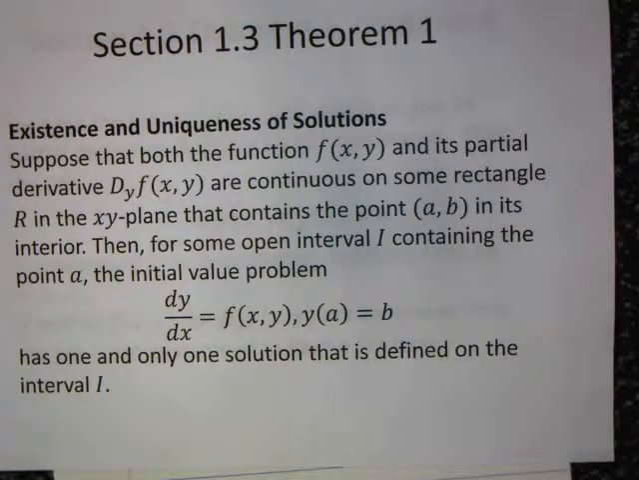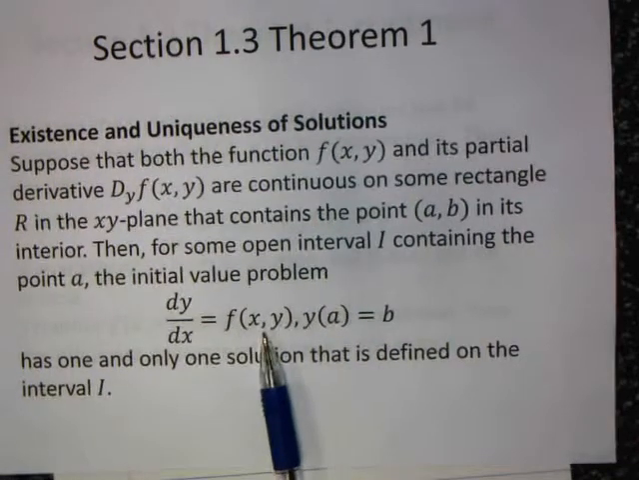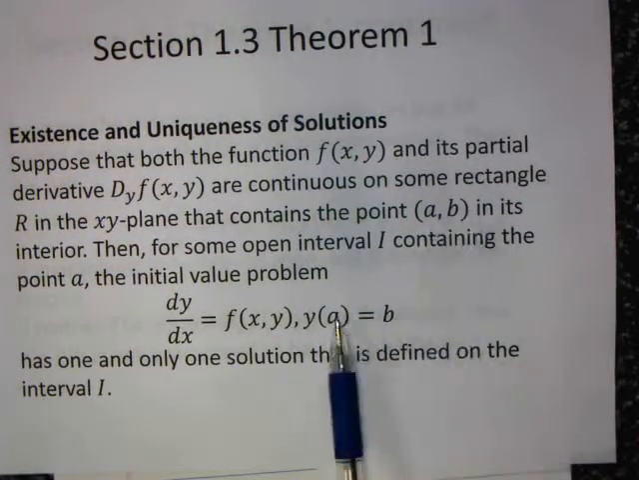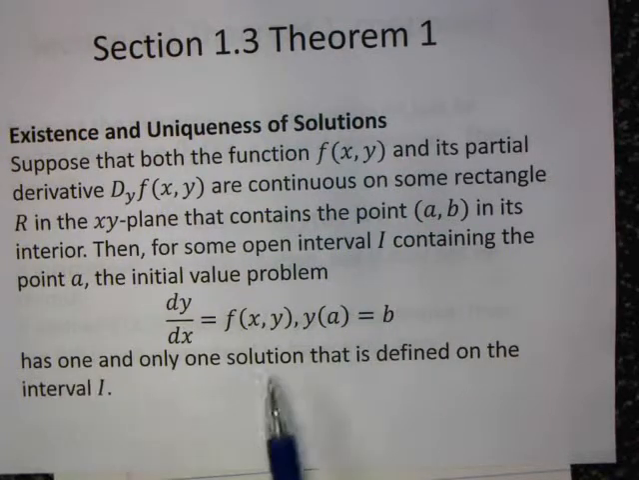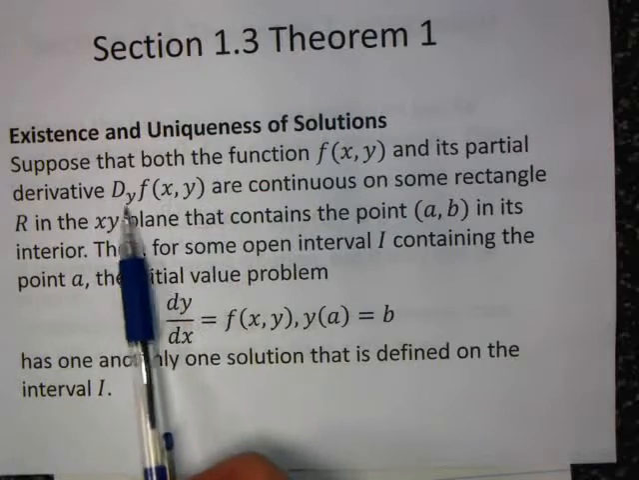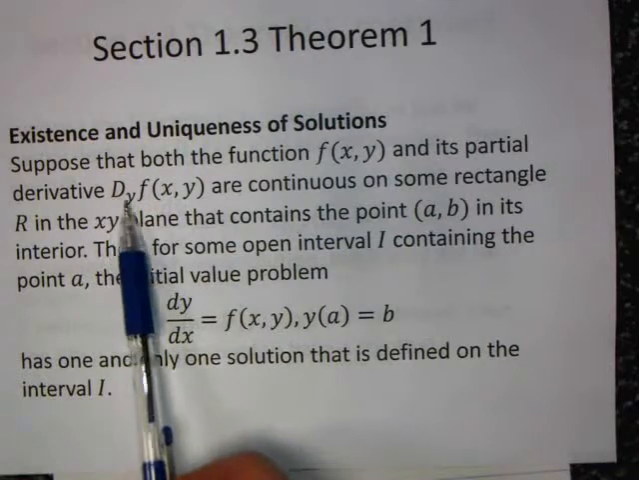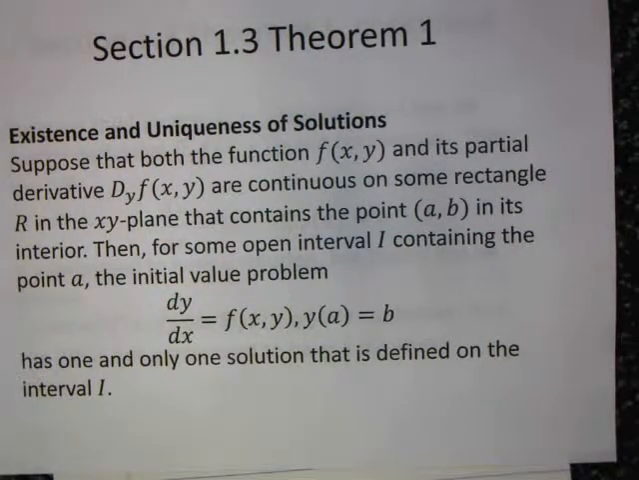Then, for some open interval I containing the point a, the initial value problem y prime equals f of x, y, where a and b came from our initial condition, has one and only one solution that is defined on the interval. So that's one way to tell if a differential equation has an answer. If the original function is continuous, and this is another symbol for the partial derivative with respect to y, so if the original function and its partial derivative with respect to y are both continuous near a point, then you're guaranteed to have exactly one solution.